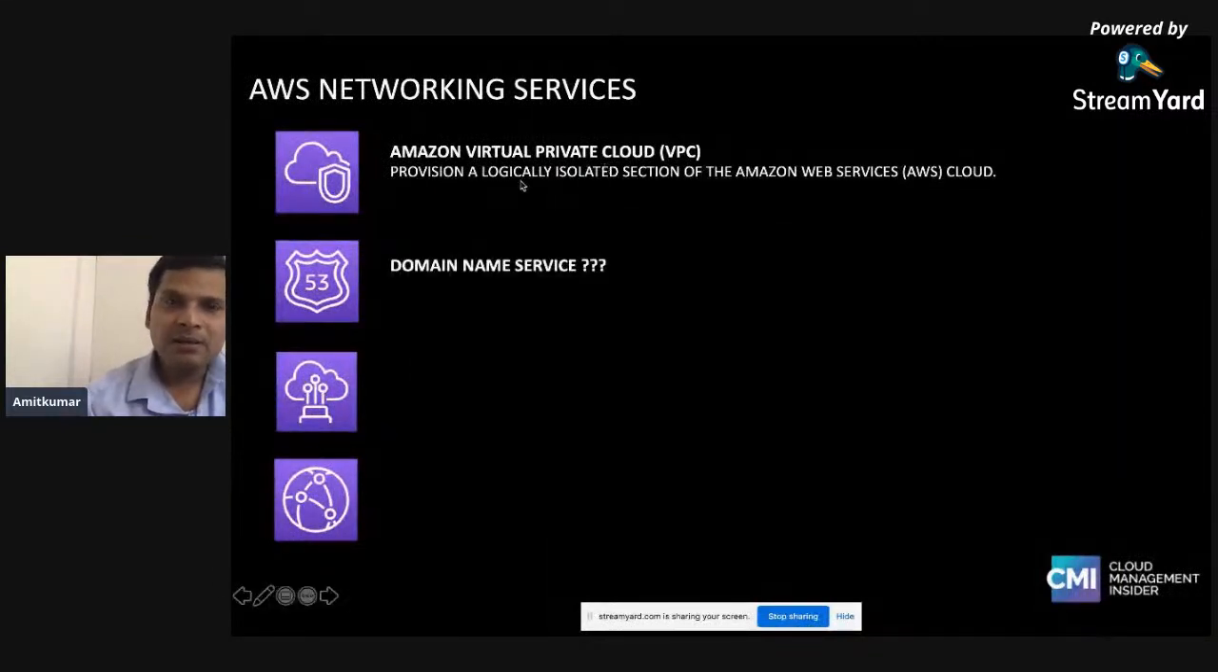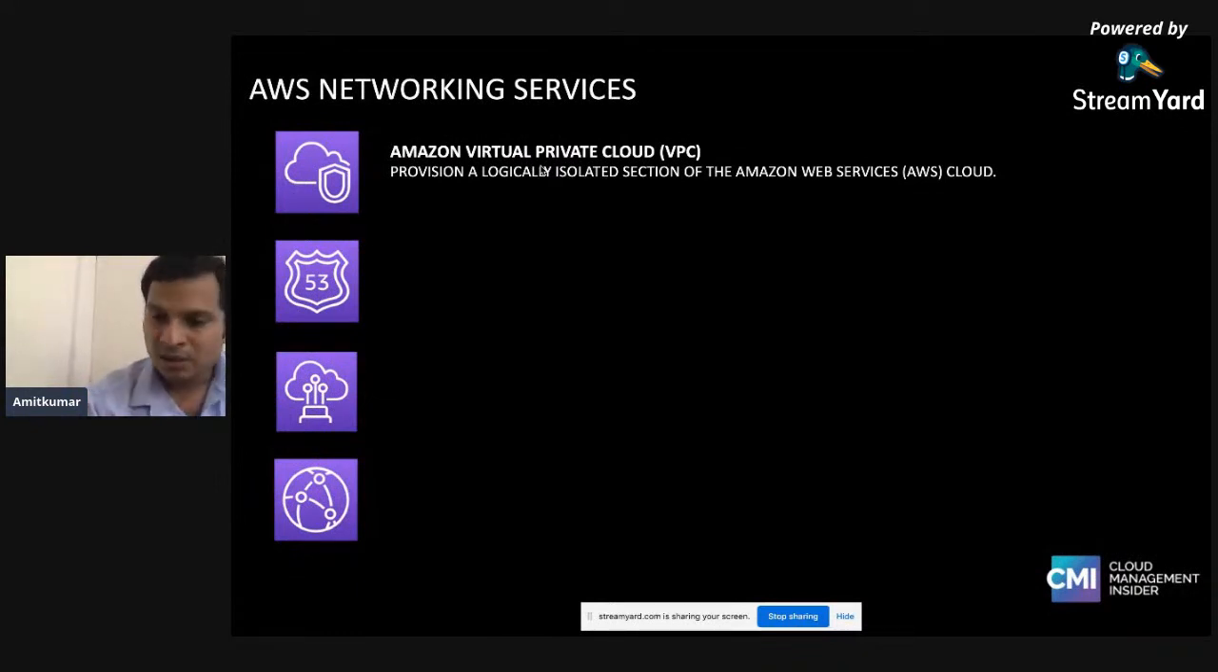And again, I forgot to mention, this service is free of cost. Of course, there are charges like data egress, which is data out. Whatever gets downloaded from the cloud is chargeable in the public cloud world. Apart from that, there is no charge for creating your network. Then domain name service. Every service is eventually identified by an IP, right?